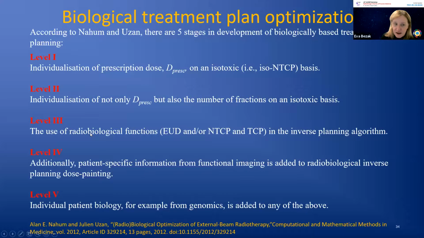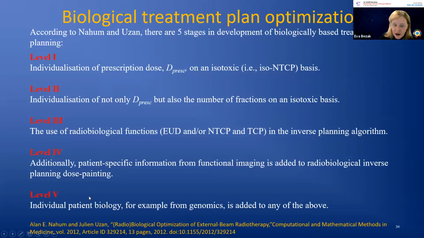On level 3, we should actually use the DVH data and calculate NTCP and TCP models in the inverse planning algorithms. On level 4, we should be including more patient-specific information from functional imaging, such as hypoxia or tumor proliferation, in the treatment planning.